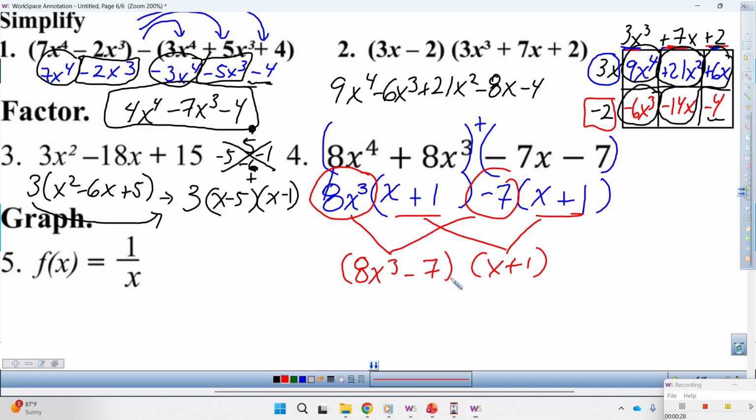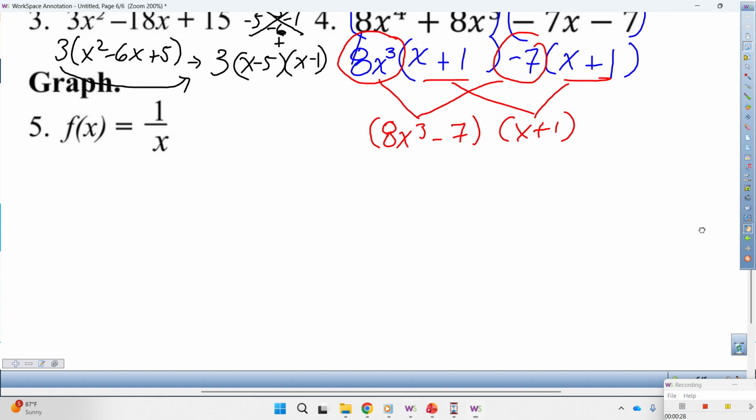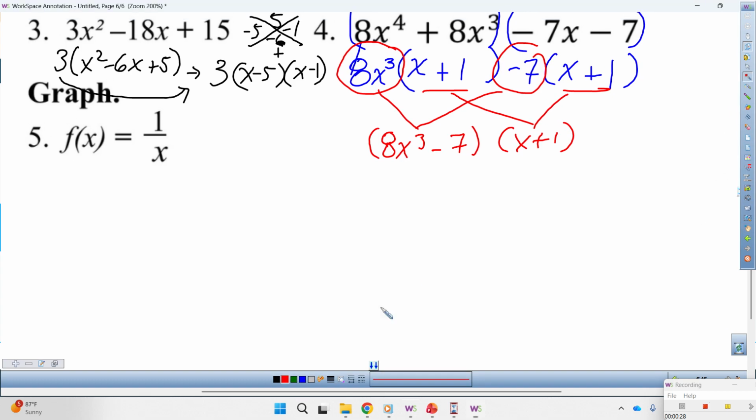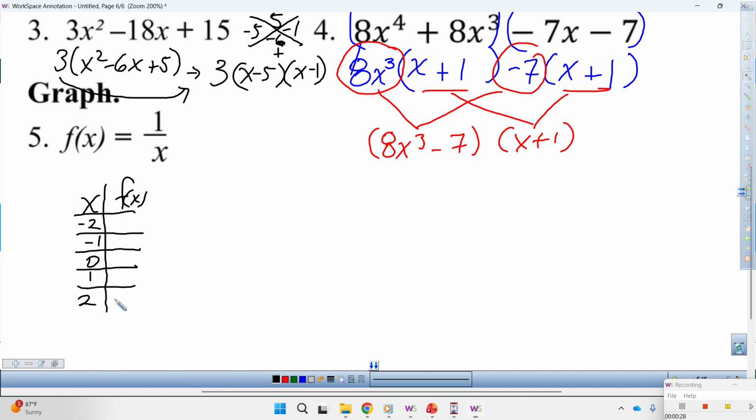All right, and the last one, graph. Graph our rational function. And even though we already did it yesterday, I want us to do this again. So x, f of x. And what are the values that we use when factoring any function where they don't tell us the domain? -2, -1, 0, 1, and 2.